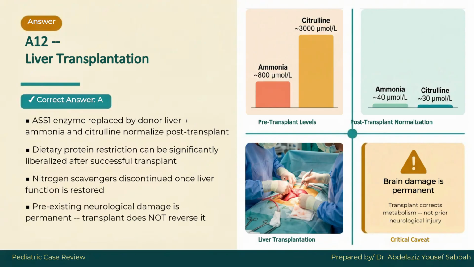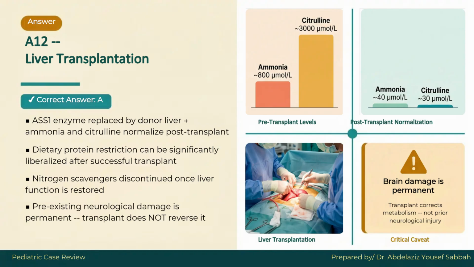The donor liver supplies functioning argininosuccinate synthetase 1 enzyme, so ammonia and citrulline normalize after transplant. Dietary protein restriction can then be significantly liberalized, and nitrogen scavenger medications can be discontinued once liver function is restored. However, there is a critical caveat.